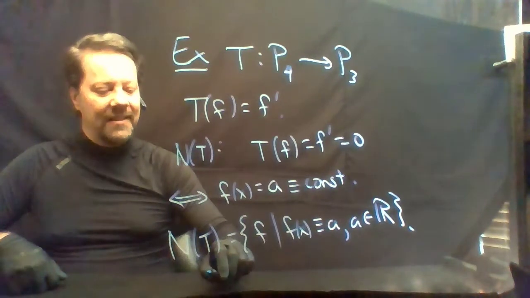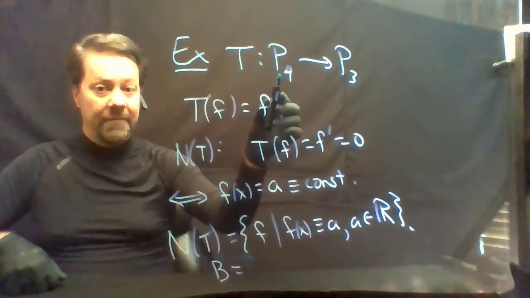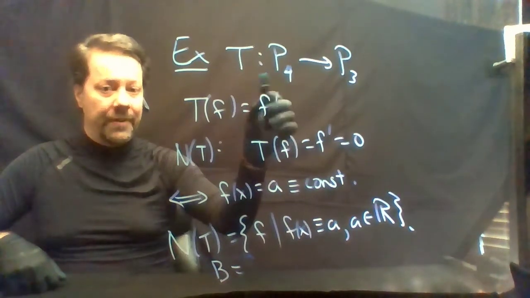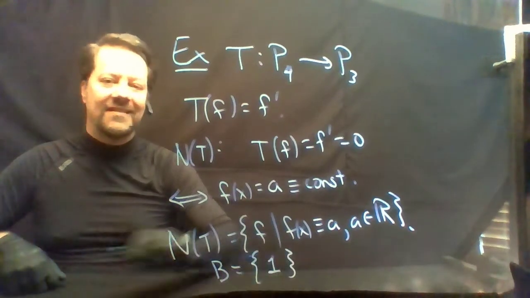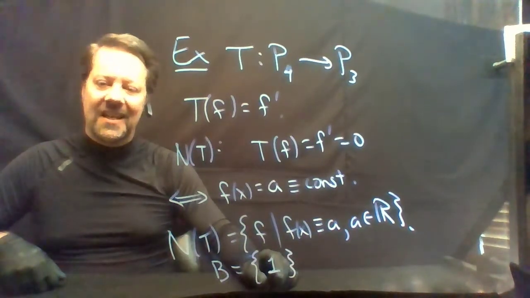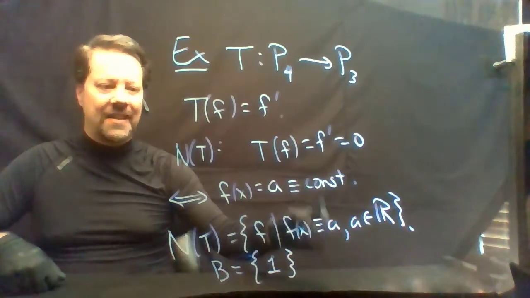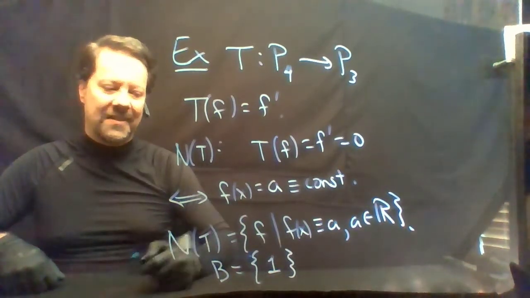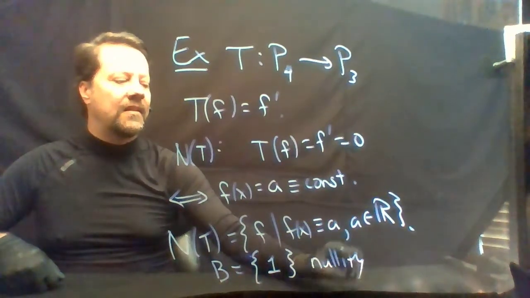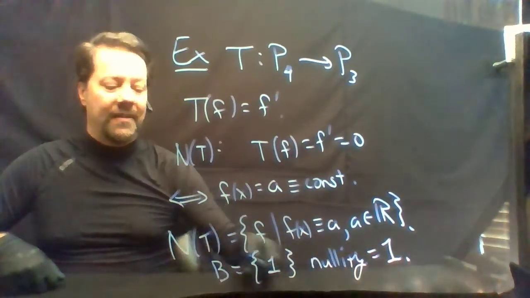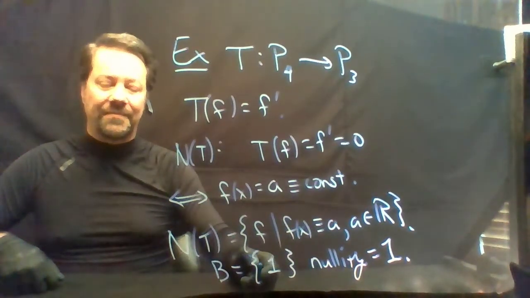That means then that a basis for the null space out of the space P4, polynomials of degree 4 or less, will be the number 1. All constants times 1 will be these constant functions, and that will span the entire null space. That then gives us the nullity equals 1. The dimension of the null space is 1.